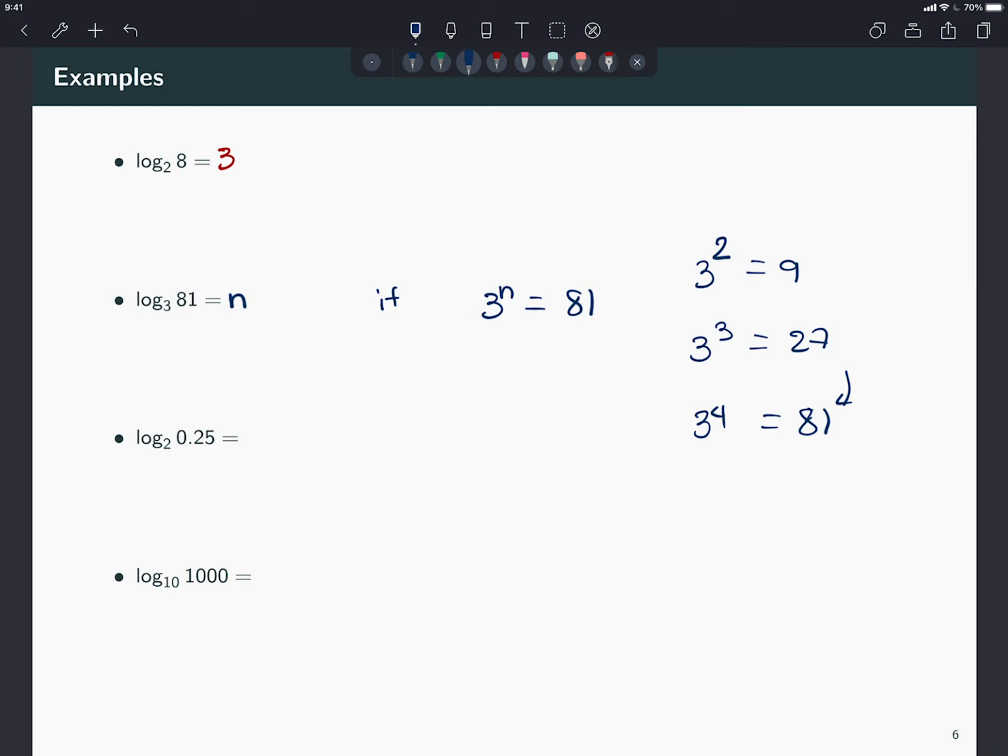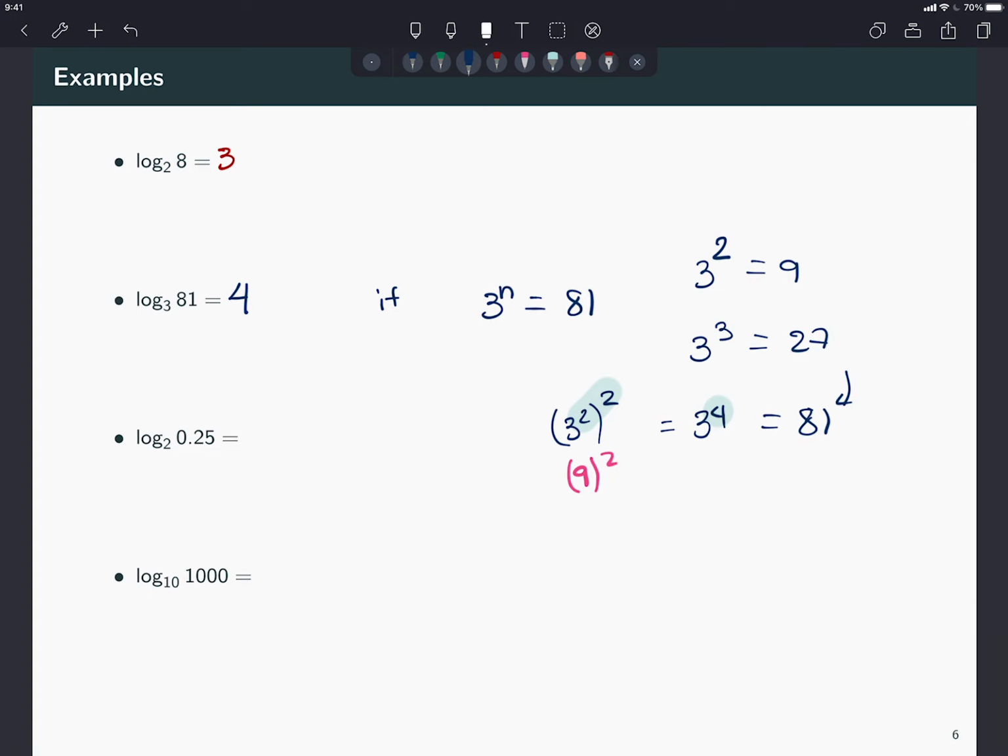If you don't see this one right away, you can think of it like 3 to the power of 4 is 3 squared quantity squared, right? Because of the rule we've been using, 2 times 2 gives you the 4. And you know that 3 squared is 9, so this is 9 squared. So that's 81. So that means that log base 3 of 81 is 4.